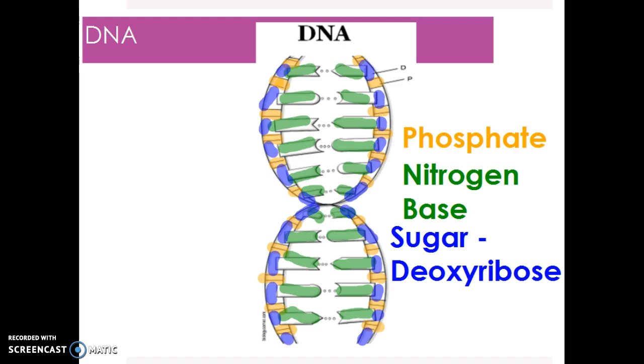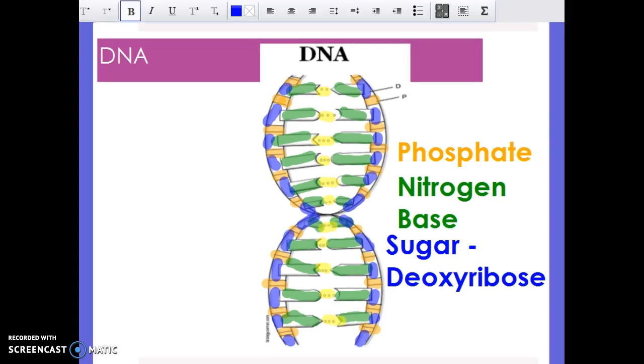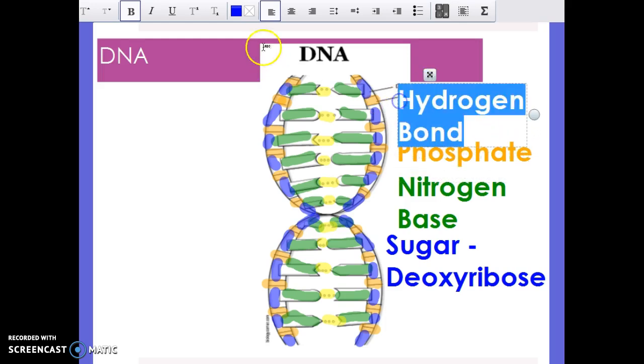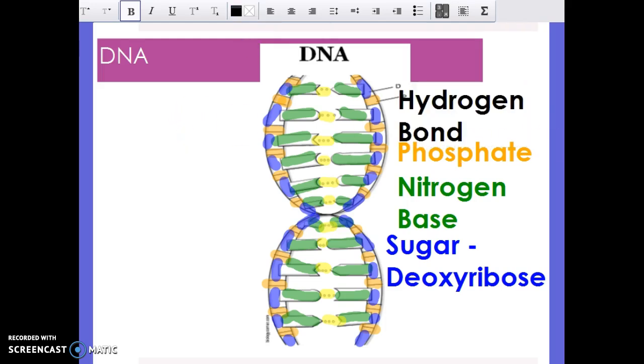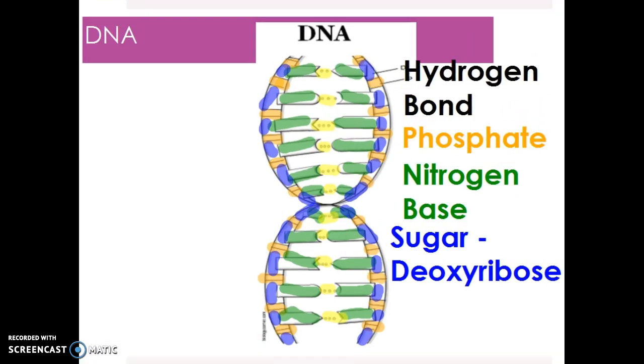The last thing on here is the little circles connecting the nitrogen bases together, and those are a special bond that's found in nucleic acids, only in nucleic acids. It's strong yet weak at the same time, and that bond is called a hydrogen bond. Hydrogen bond. And I'll write that in black just because you probably won't be able to see yellow. So that's what the yellow is pointing to, a hydrogen bond. There you go. And so that's DNA.